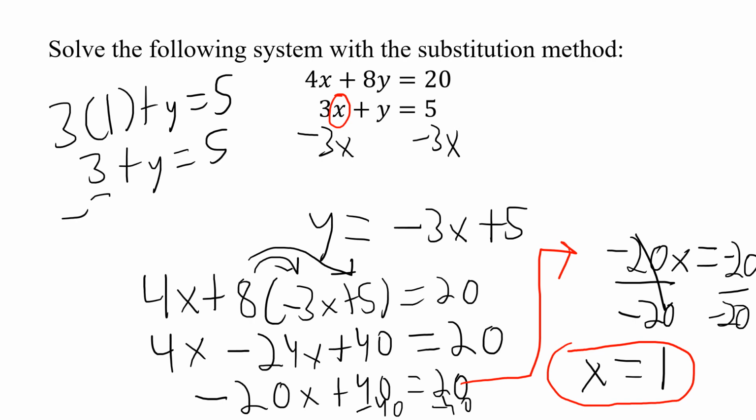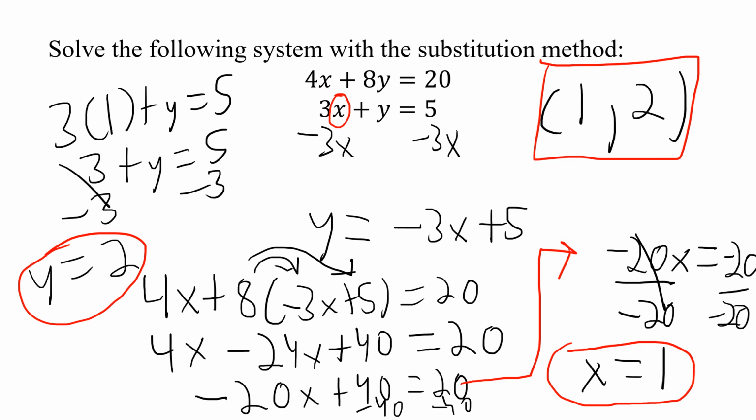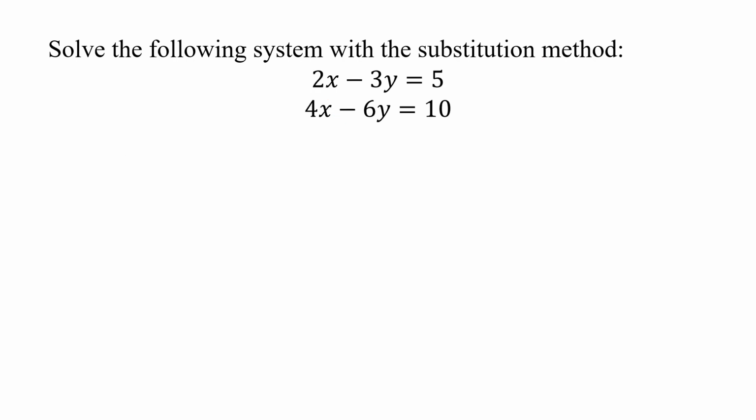We have to take 3 away from both sides to get y by itself, and we're left with y equals 2. So as an ordered pair, I have my x first, 1, comma my y, 2. So my solution is x is 1, y is 2. 1, comma 2. And that's it. Let's try some more examples. Right, let's try another one.